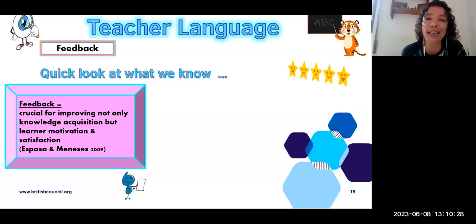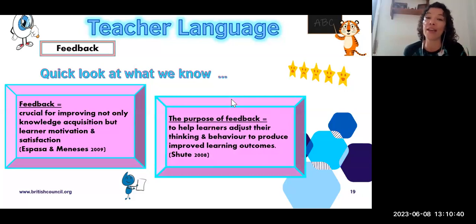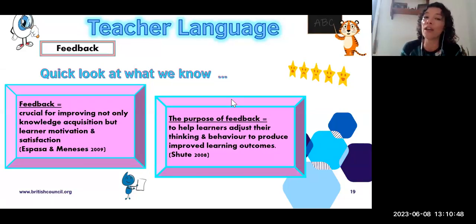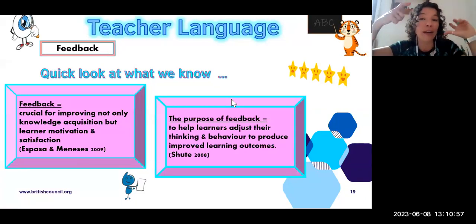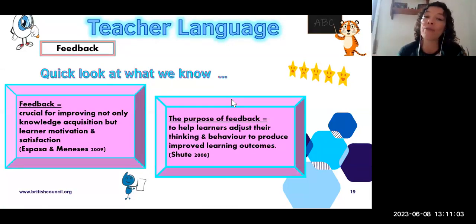Yes, like Marwa is saying, teach less, learn more. Lovely, I like that. Perfect. Okay, and I found this quite interesting actually, in terms of the purpose of feedback: to help learners adjust their thinking and their behavior to produce improved learning outcomes. And here we don't mean behavior in the classroom management way, but maybe the way that they approach an activity. So it's really about giving feedback which allows them to make an adjustment, and that therefore improves their learning outcome. I thought that was quite interesting, actually.